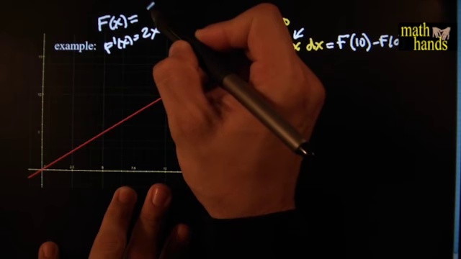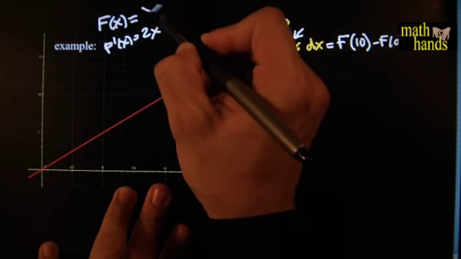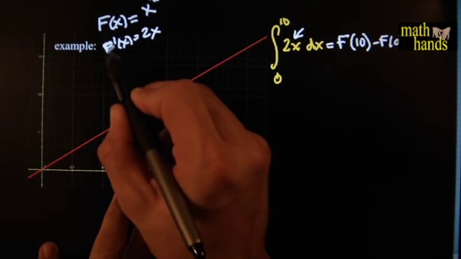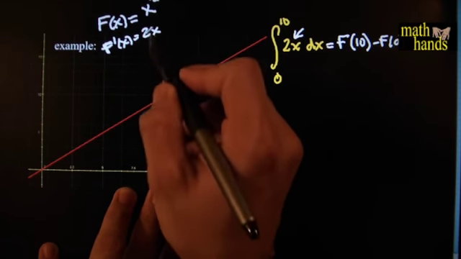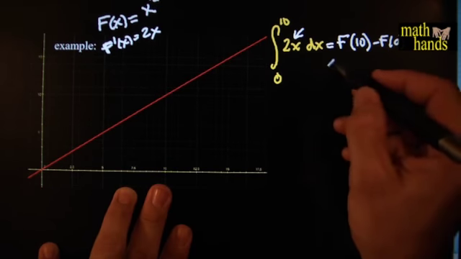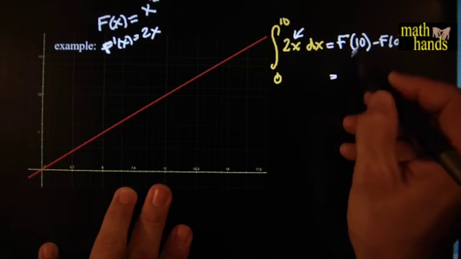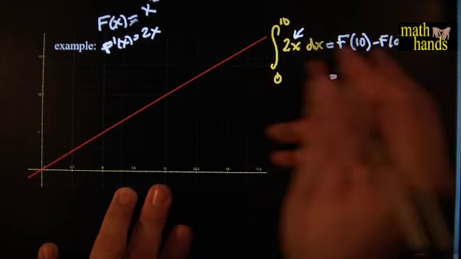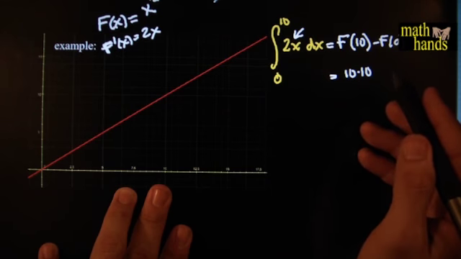It's a reasonably easy question to answer. The answer would be x squared. That would be your function. Your function is f of x equals x squared, such that when you take the derivative of it, you get 2x. And so, all you'd have to do here is do 10 squared. So that would be 10 times 10 minus 0. Well, you plug in 0, then you're done.